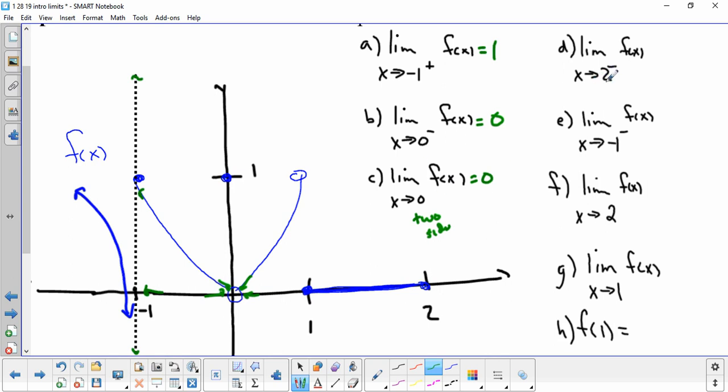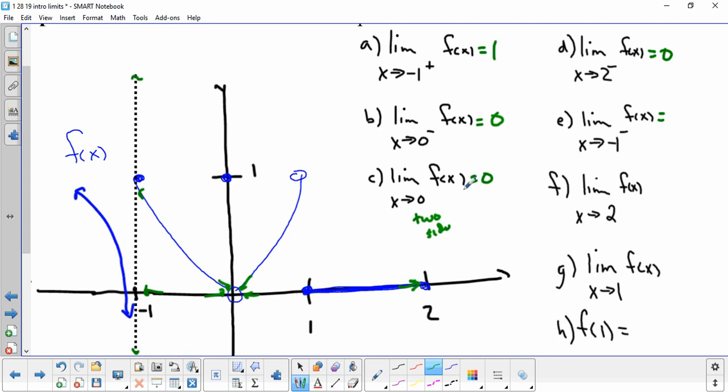2, all right, we're going to approach 2 from the left. So I'm going to go 2 to the left here. It appears to be going to 0 as well. It's right there, whatever that value is. That's the limit. It's going to be 0.